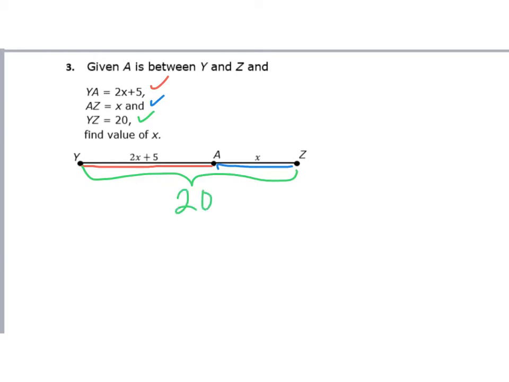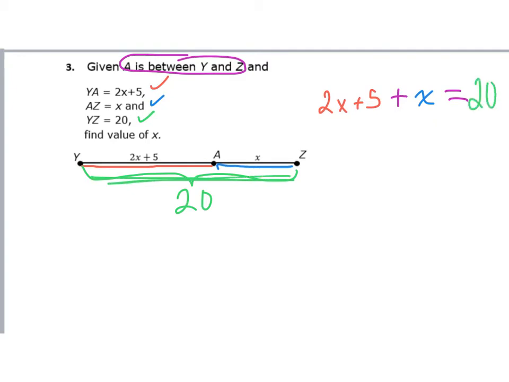It's 20. Now, what's really important to notice in this problem is it says A is between the 2 points. It doesn't say it's exactly in the middle. So that means I can't set my 2x plus 5 and my x equal to each other because I don't know if they're equal. What I need to do is add them together. If I add them together, they have to equal something. They equal the whole thing, which we said was 20.